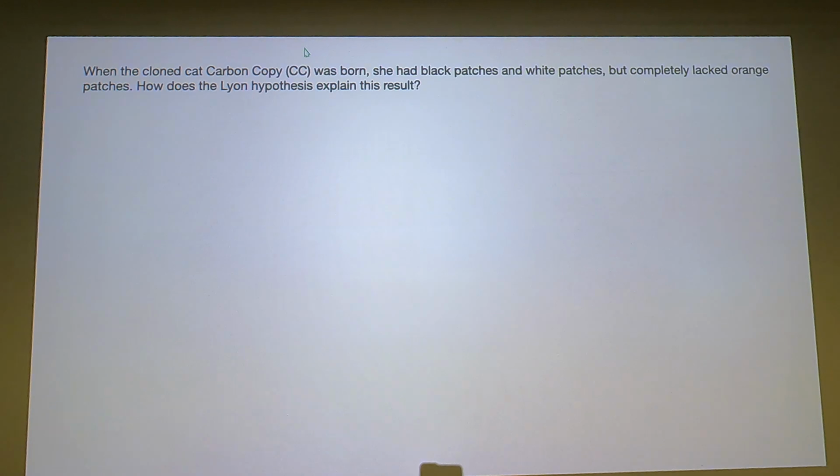Here's a related problem. So in this case, we're going to use a little technology, and we clone a cat. This cat got the name Carbon Copy. This is a real cat. This actually happened. And she was cloned from a Calico Cat. And when she was born, she had nothing but black patches and white patches. And remember, the white patches are all independently specified. But she didn't have any orange patches at all. So she didn't look like a Calico Cat at all. She looked like a black cat with a white chest.